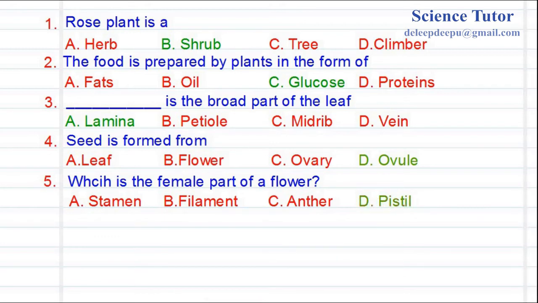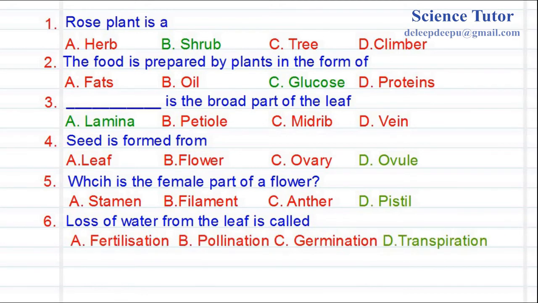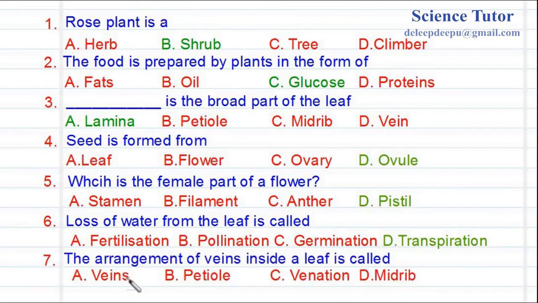We can move to our next question. Loss of water from the leaf is called fertilization, pollination, germination, or transpiration. So what's fertilization? It's the fusion of male and female gametes. Pollination is the transfer of pollen grains from anther to stigma. Germination is the growth of a baby plant from a seed. And here comes our option. Transpiration is the loss of water from the aerial part of the leaf. Here the option is D.